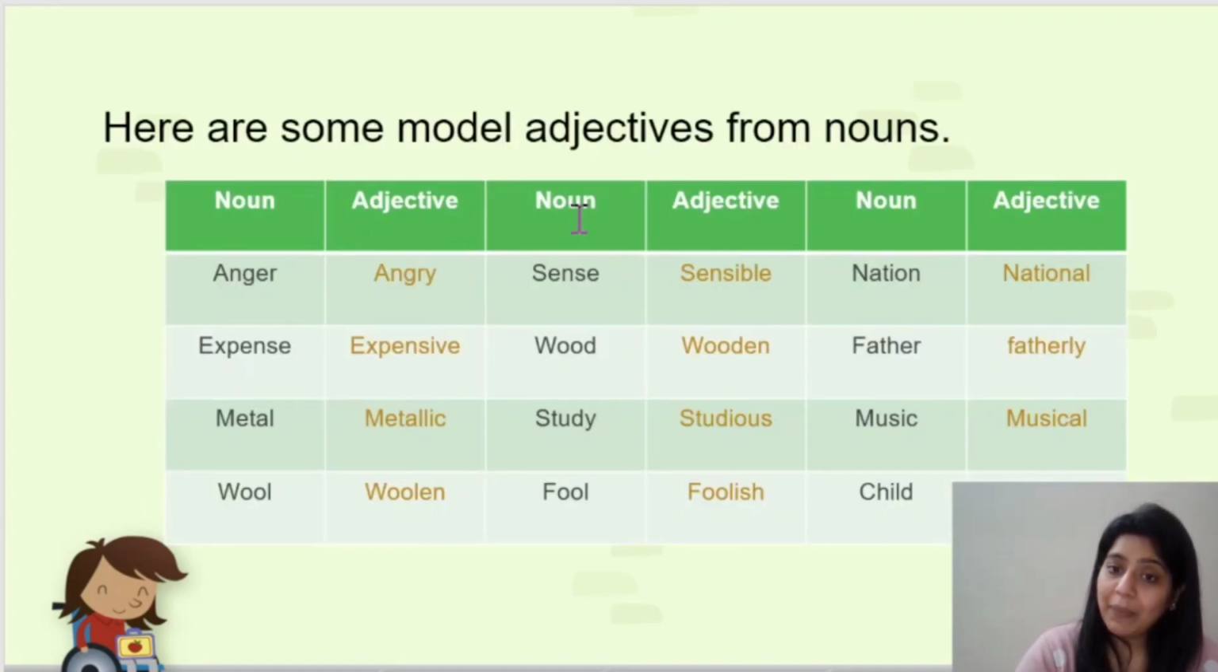Here are some adjectives which are formed from nouns. Anger, angry; expense, expensive; metal, metallic; wool, woolen; sense, sensible; wood, wooden; study, studious; fool, foolish; nation, national; father, fatherly; music, musical; child and childish. These are how adjectives are formed.